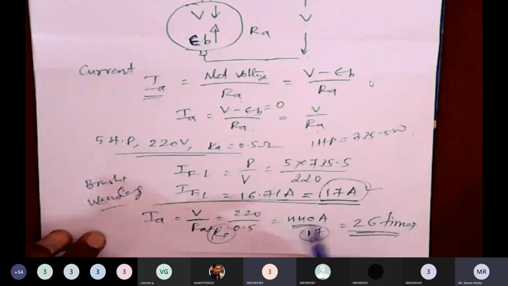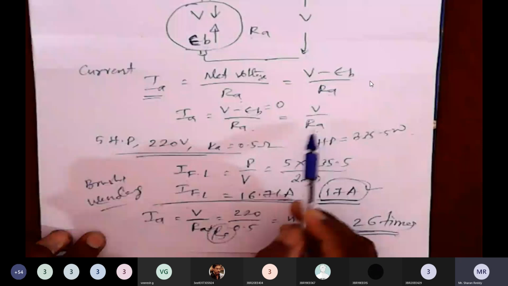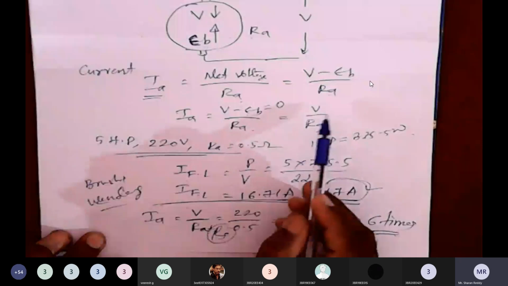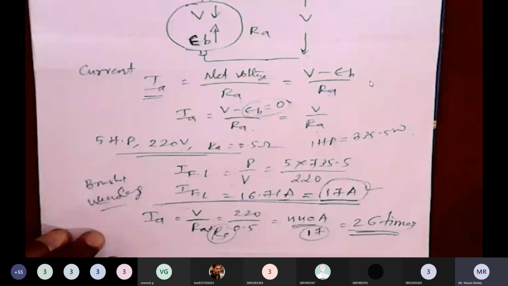The net voltage across the armature is V minus Eb, divided by Ra. Eb equal to 0, so initially at the time of starting, back EMF is 0. If back EMF is there, it will control. During normal running condition, back EMF is the only controlling factor. Depending upon the load and speed, it controls the armature current from the supply. It makes the motor self-regulating.